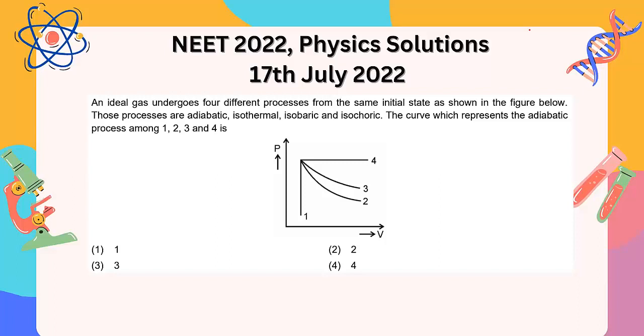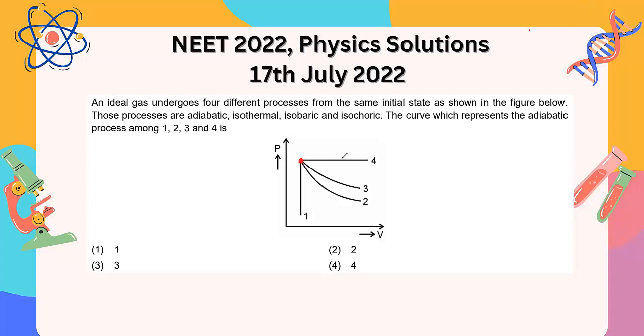An ideal gas undergoes four different processes from the same initial state as shown in the figure. Those processes are adiabatic, isothermal, isobaric, and isochoric. So we have this P, pressure versus volume graph for an ideal gas, and it is going through four different processes starting from the same position, or the same state, right?